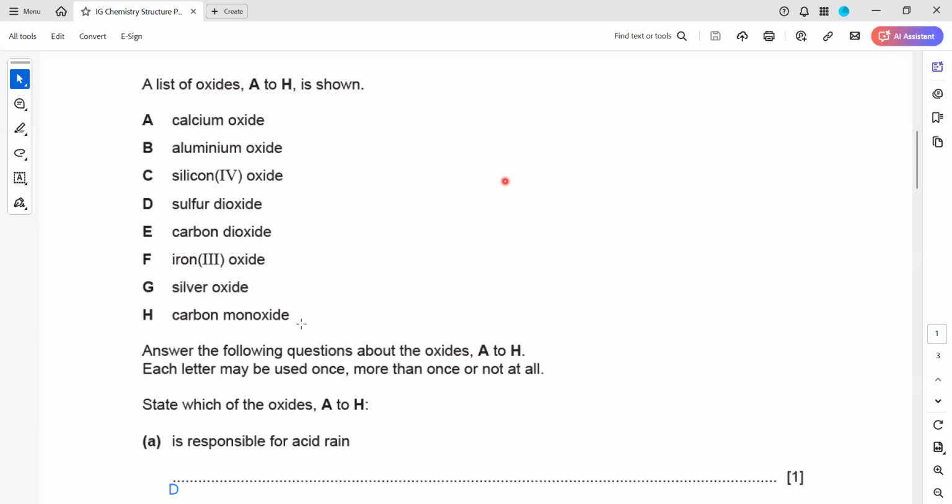So the first one is responsible for acid rain. Which oxide is responsible for acid rain? It should be an acidic oxide. So what are the acidic oxides? Carbon dioxide, the non-metal oxides are acidic, but mainly sulfur dioxide, as it mixes, it forms sulfurous acid, which will cause acid rain.